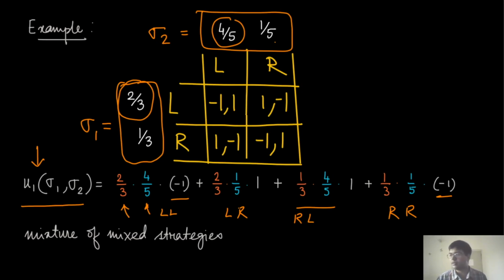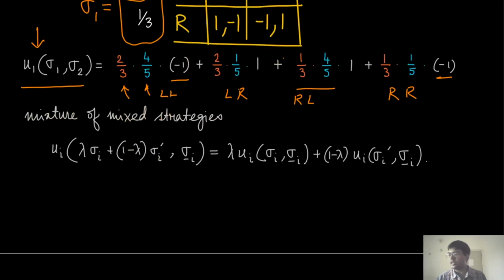And just to end with a note, you can actually think about a mixture of multiple mixed strategies. So this is essentially going one step forward. Suppose player i has one mixed strategy sigma i, the other mixed strategy is sigma i prime, and it is mixing these two mixed strategies. And because of the linearity of expectation, you can find out that this will actually come out to the corresponding sum of the individual utilities.